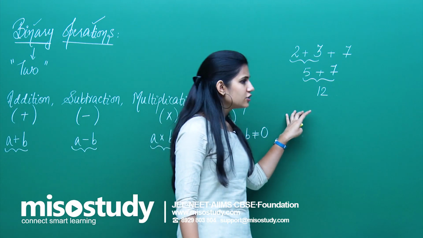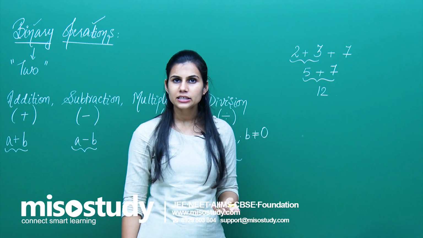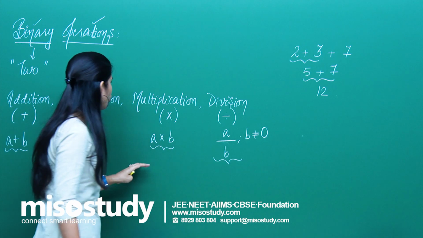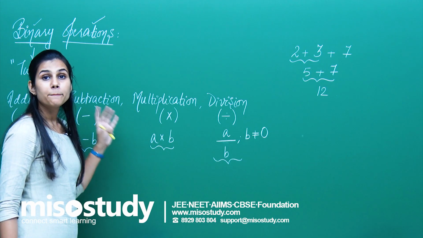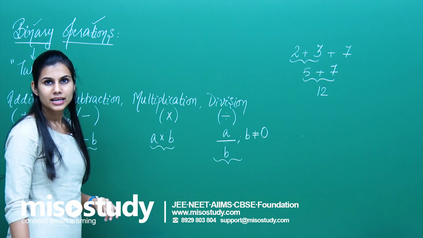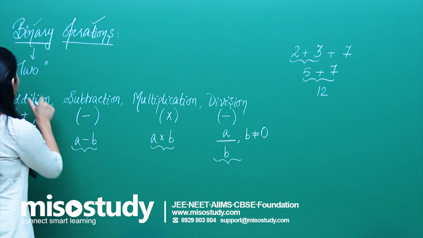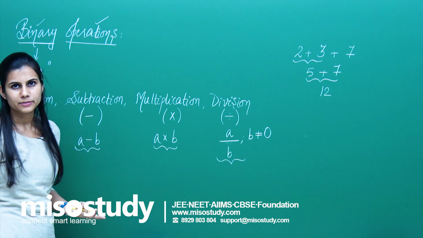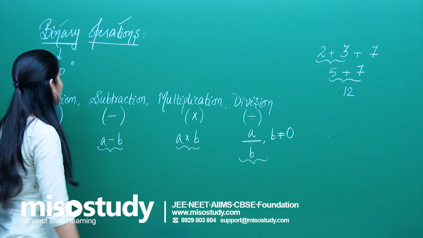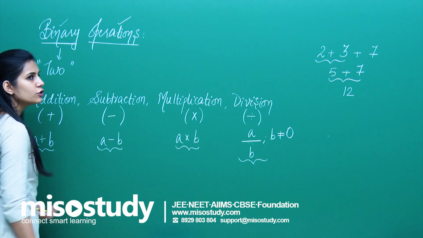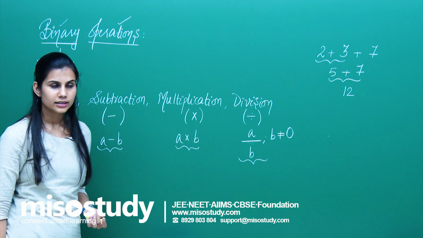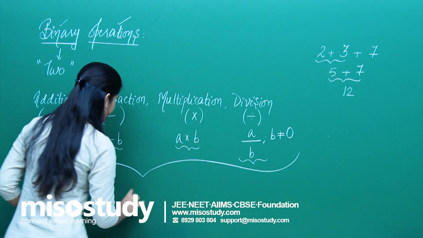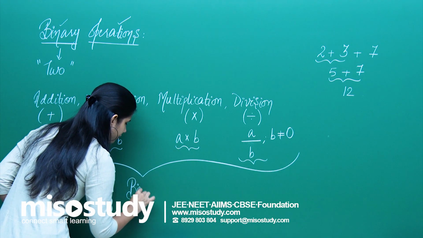Same is the case with addition, same is the case with subtraction, right? Why is that so? It is because these four operations are actually binary operations. At one time they can only act on two distinct elements, or two same elements also. You can add 2 plus 2 as well. But at one time they can act on two elements only. These operations are what are called binary operations.